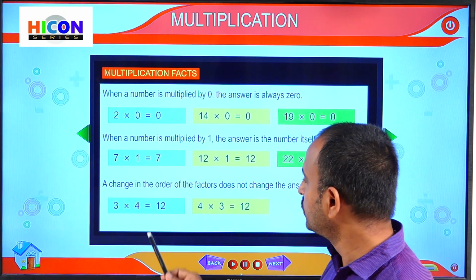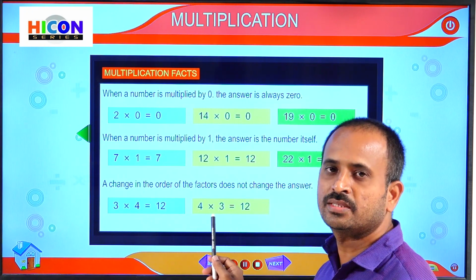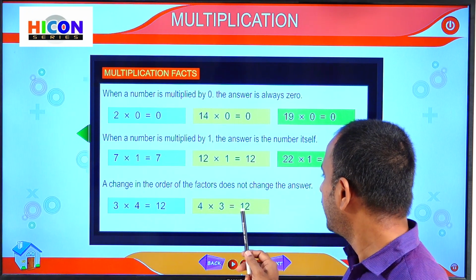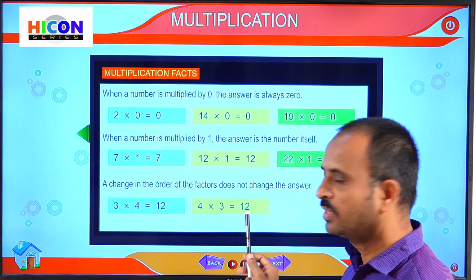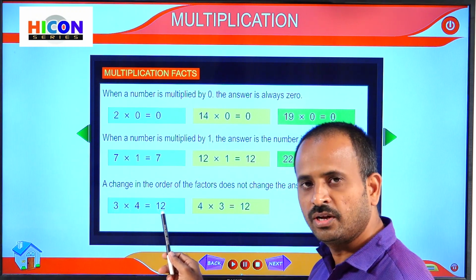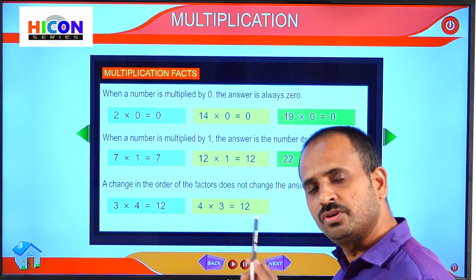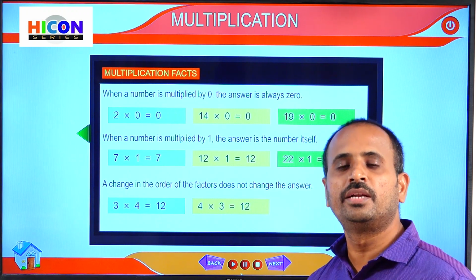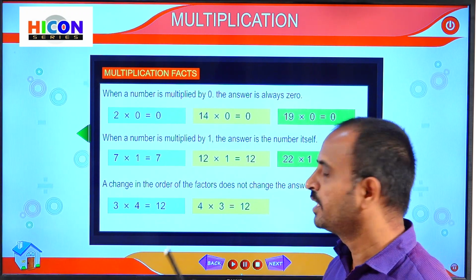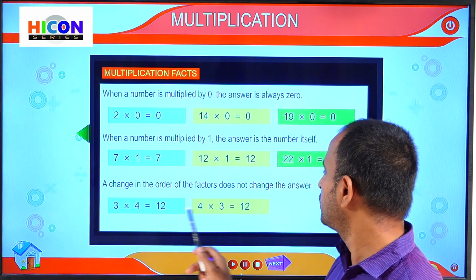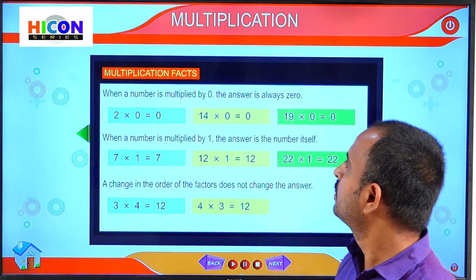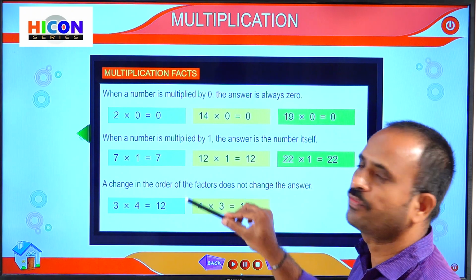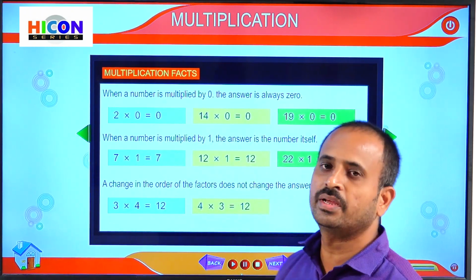This means we have changed the order of the numbers, and if you multiply, again we get the answer 12. That is 3 fours are 12, 4 threes are also 12. So if you multiply any two numbers in any order, we will get the same number. So children, these are the multiplication facts. So remember these multiplication facts.